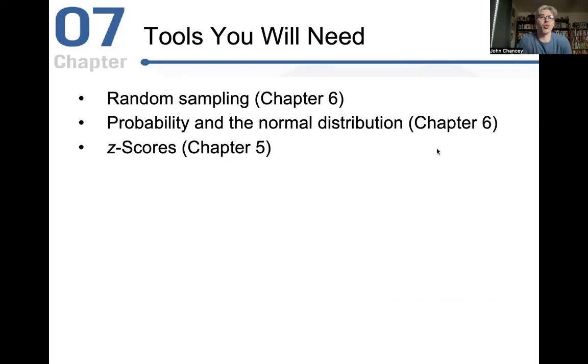So the tools that you'll need: random sampling, this idea that we talked about in previous chapters, being able to randomly draw samples from a population. We'll also look at probability and the normal distribution, as well as z-scores. So hopefully things that are by now pretty familiar to you. We're not diving into anything too new. We're just reframing some of these tools that you already have learned how to use.